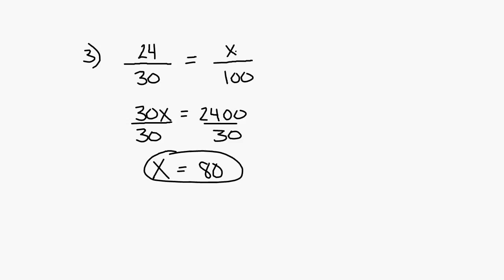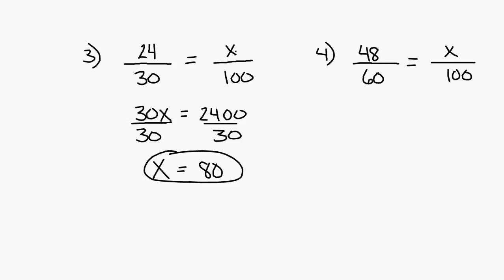Three, 4, 5, and 6 all have the same setup. There's just different numbers. So number 4, what percent of 60 is 48? Here's your template. Your is 48. Your of is 60. Percent is what you're trying to find. And it always goes over 100.